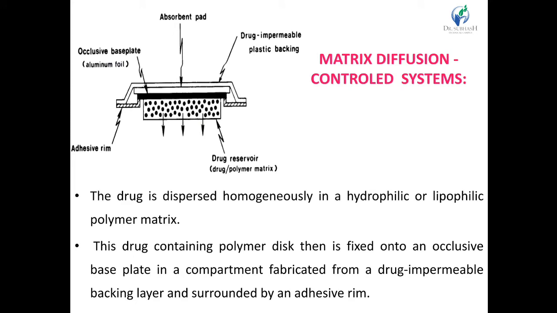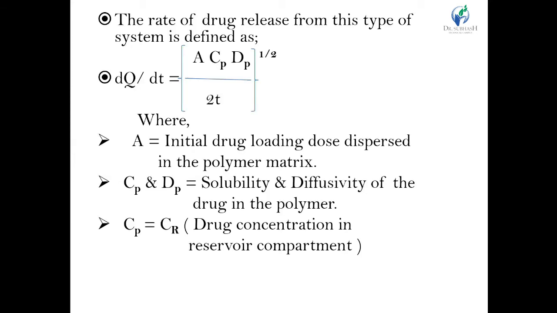The second one is the matrix diffusion controlled system. Here the drug is dispersed homogeneously in the polymer matrix. In the previous one, the drug was dispersed in the adhesive polymer material. Here the drug is uniformly and homogeneously dispersed in a hydrophilic or lipophilic polymer matrix. The drug-containing polymer is fixed on an adhesive base plate in a compartment fabricated from a drug impermeable backing layer and surrounded by the adhesive film for the sticky part. The equation for that is given.